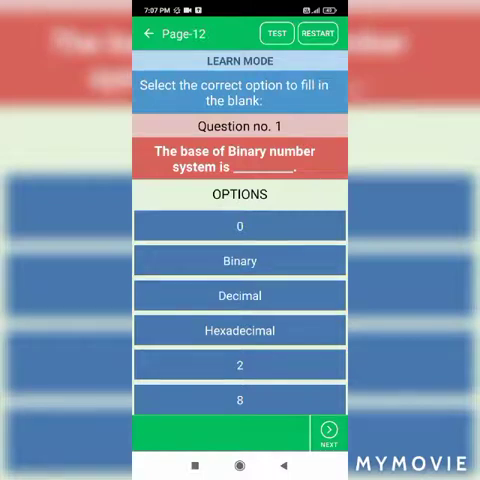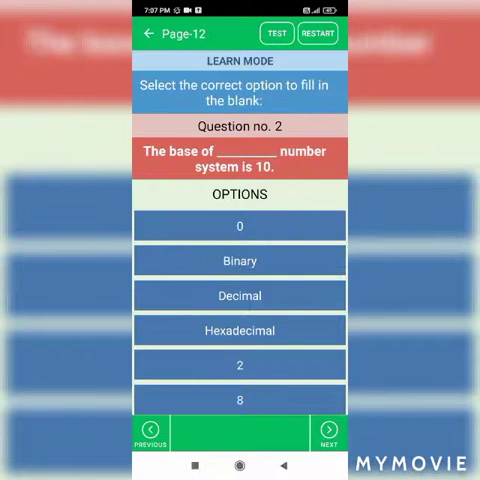So now let us take a small quiz. These questions are from your back exercise. So let's start. If you know the answer, please comment whether you were able to answer all these questions or not. The first question is, the base of the binary number system is? Yes, you all guessed it right. The answer is 2.